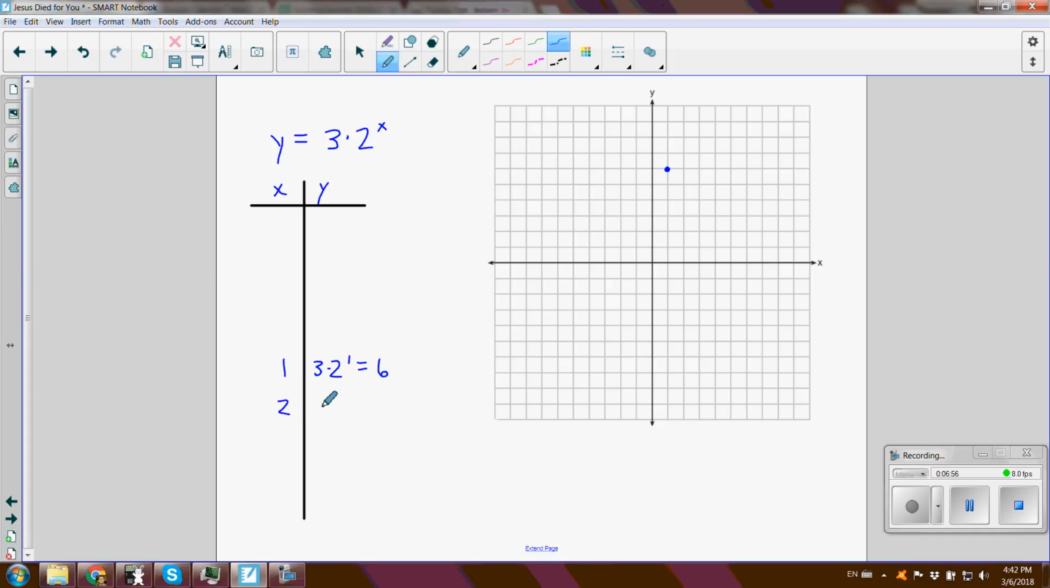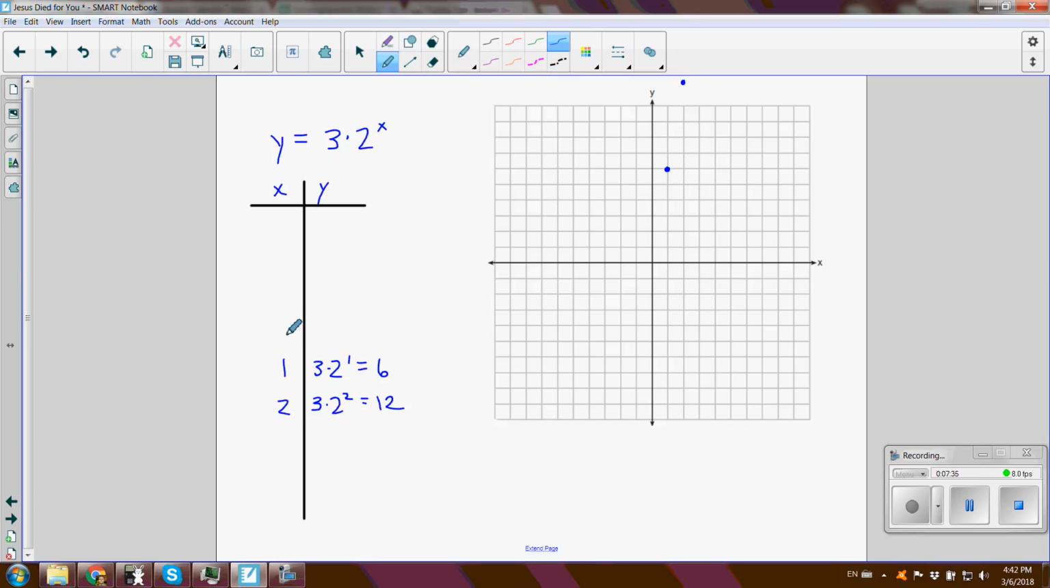What if x equals 2? We'd have 3 times 2 squared. Now here's the real question. Is this 6 squared or is it 3 times 4? Do we square the 2 and then multiply by 3, or do we multiply and then square? The answer is order of operations says the exponent first. So 2 squared is 4. 4 times 3 is 12. So 2 is the x coordinate, 12 is the y coordinate. That will be way up there above where I have my coordinate above 10.